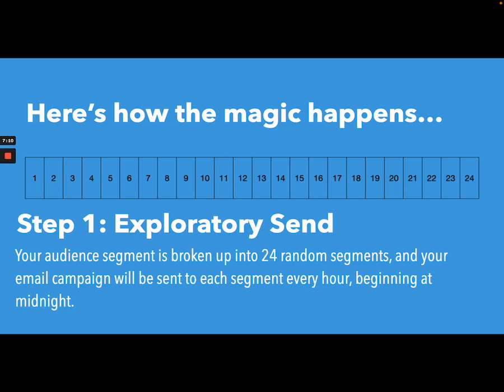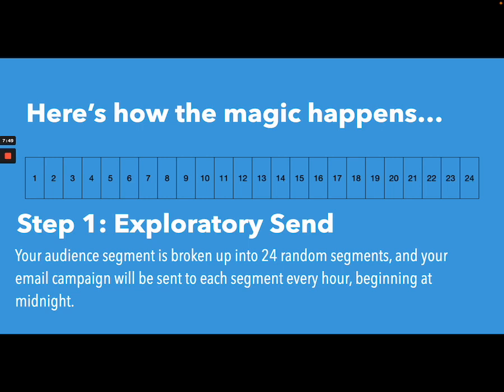So imagine this block here that I've broken up into 24 segments. This would be your audience segment. Okay, so maybe this is your VIPs, or maybe it's your past purchasers, whichever. The audience segment will be broken up into 24 random segments, and they will be random. And your email campaign, it essentially would be sent to each segment at every hour, and this would start at midnight. So the test would begin at midnight, and then it would go from midnight to midnight the next day, and it would send the same campaign to each different segment.